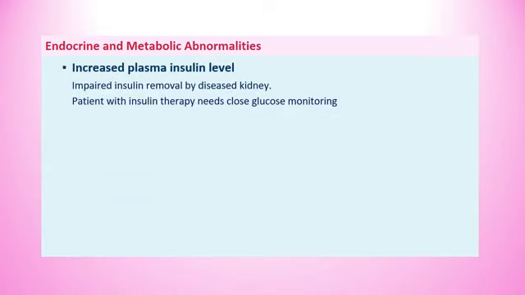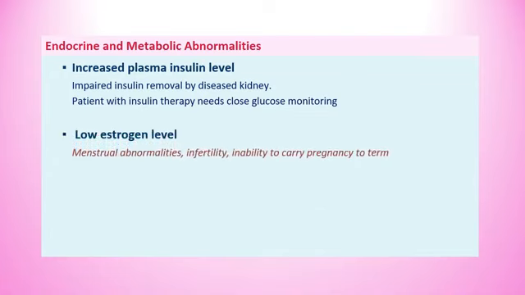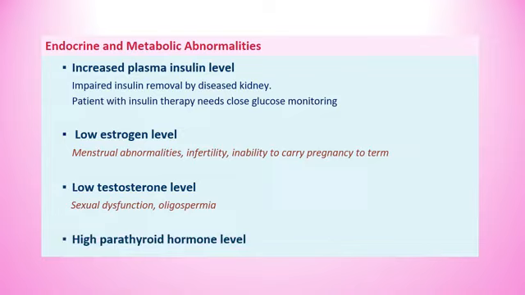Now come to the endocrine and metabolic abnormalities. Increased plasma insulin level occurs due to impaired insulin removal by the diseased kidney. Patients on insulin therapy need close glucose monitoring. Low estrogen level, menstrual abnormalities occur, infertility, inability to carry pregnancy to term. Low testosterone level, as a result sexual dysfunction with oligospermia, high parathyroid hormone level. Next come to the investigation side.